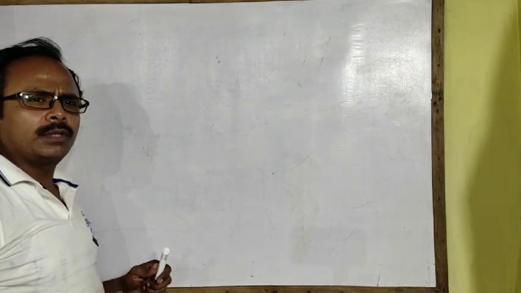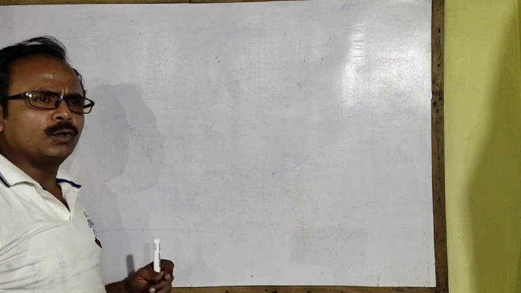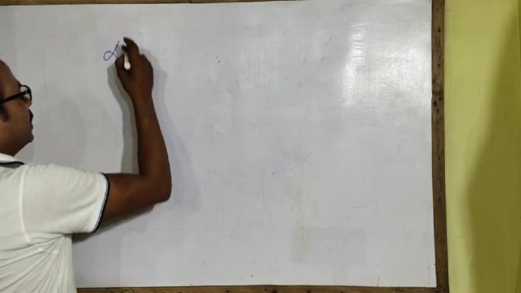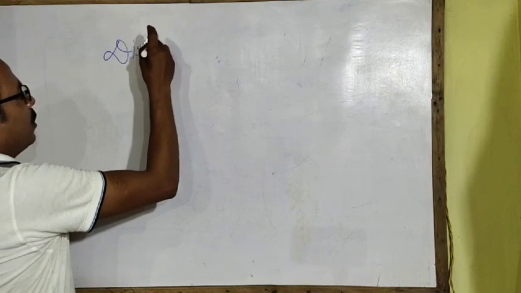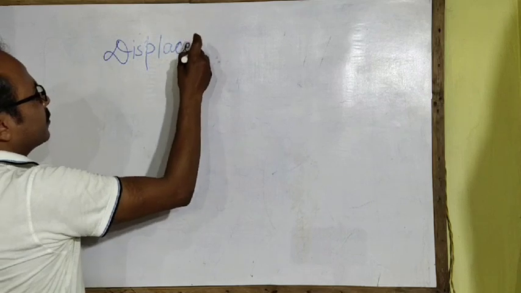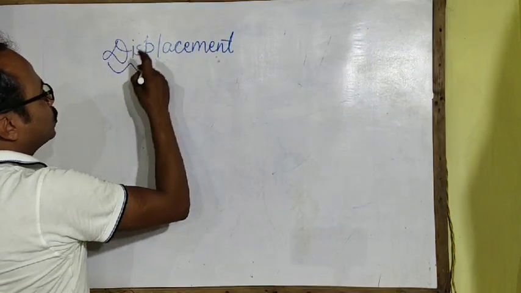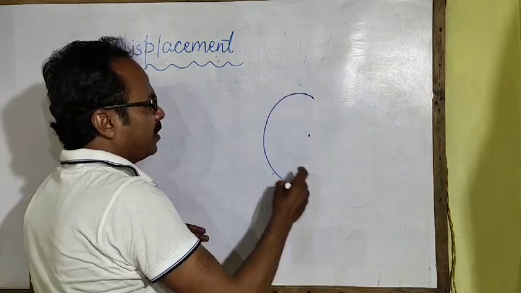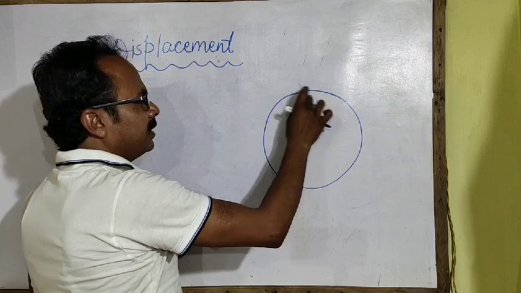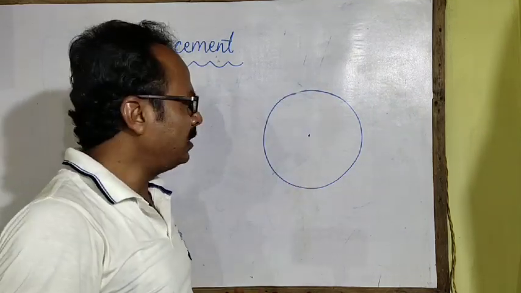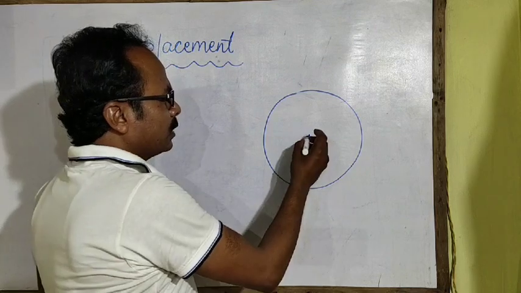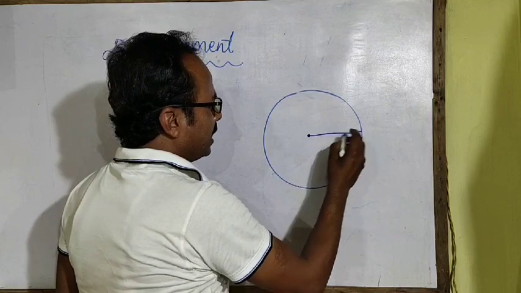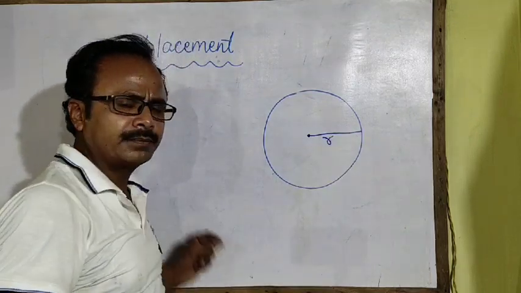So, my dear students, today we will know something more about displacement. What are the new things that we have to know about displacement is, suppose a body is traveling along a circular path. This is the center of the circle, and this might be the radius of the circle.